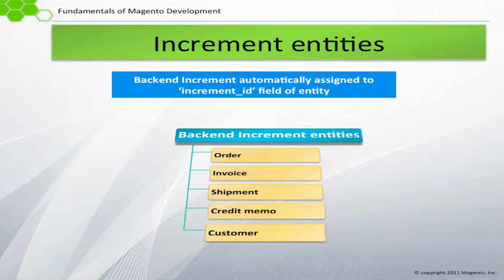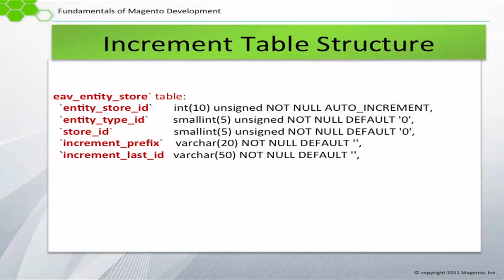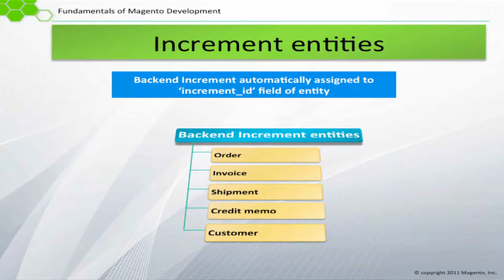Increments, so like order IDs, for example. Those operate through these increment models. And those are actually, let's see, you can find that information in EAV Entity Store. So yeah, it's certainly possible to customize those order numbers.